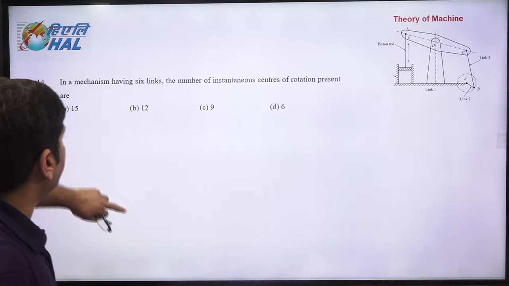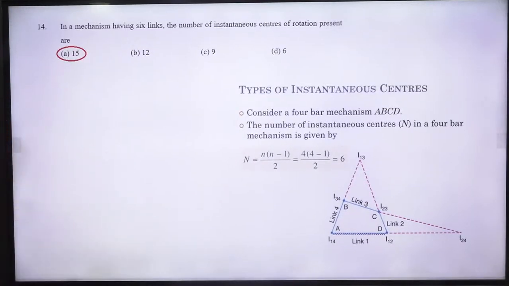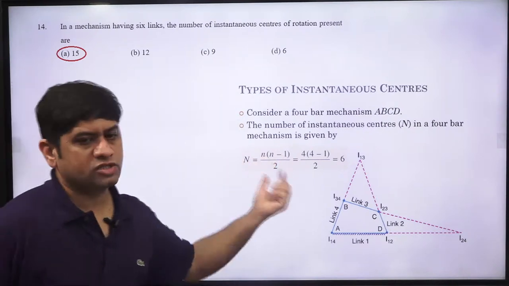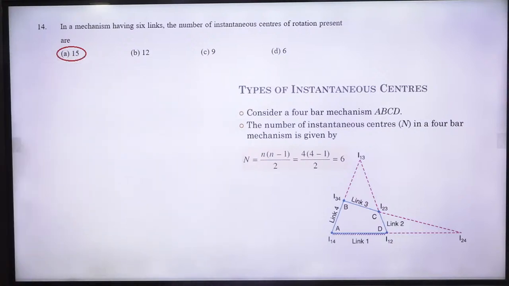How do you calculate the I center? This is the formula you will use. The number of I centers, as per the number of mechanisms and number of links, is n into n minus 1 by 2. Formula we know, n into n minus 1 by 2. Now how many links do we have? That is n, that is 4. If I give you the example of a 4 bar mechanism, in this diagram you can see the number of I centers for the 4 bar mechanism.